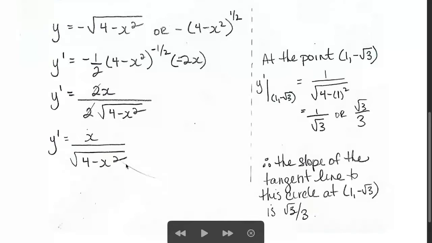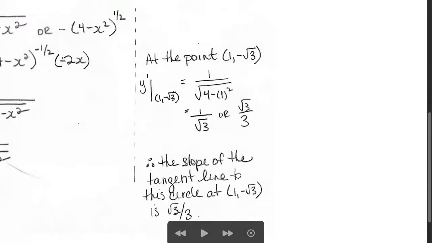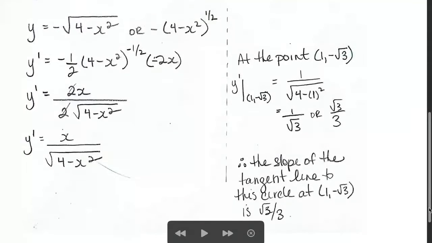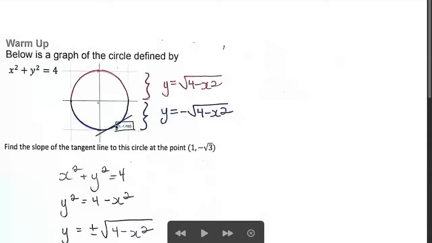And in simplified form, I end up getting y prime equals x over the square root of 4 minus x squared. So now that I have my derivative function, I can sub in my point 1, negative root 3 into my derivative, and I end up getting 1 over root 3, and I just rationalize the denominator here to get root 3 over 3. So if I look back now at my picture, that means that the slope of this tangent line that goes through the point 1, negative root 3 is root 3 over 3. So positive makes sense, and we're good to go.